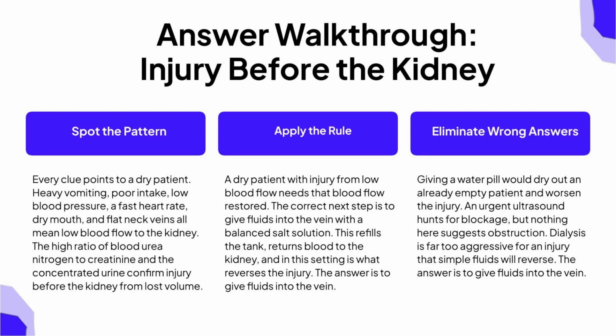Second, apply the rule. A dry patient whose kidney is short on blood flow needs that blood flow restored, so the correct next step is to give fluids into the vein with a balanced salt solution. That refills the tank and reverses the injury.